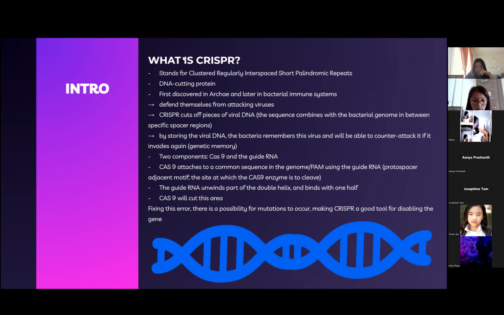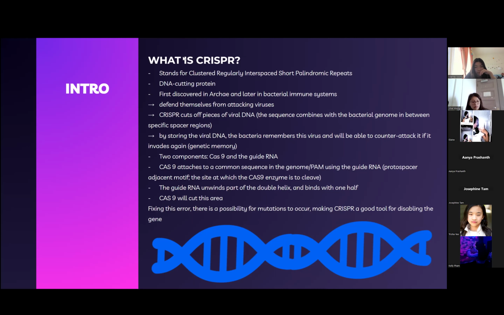There's the Cas9 enzyme and the guide RNA. The Cas9 attaches itself to a common sequence in the genome, the PAM, using guide RNA. And it attaches at a protospacer adjacent motif, which is the site at which the Cas9 enzyme is to cut or cleave the DNA.